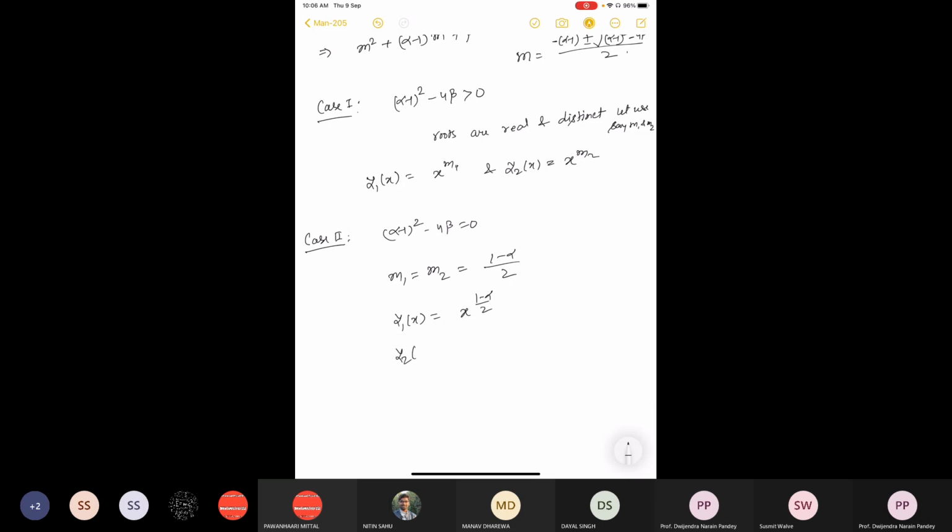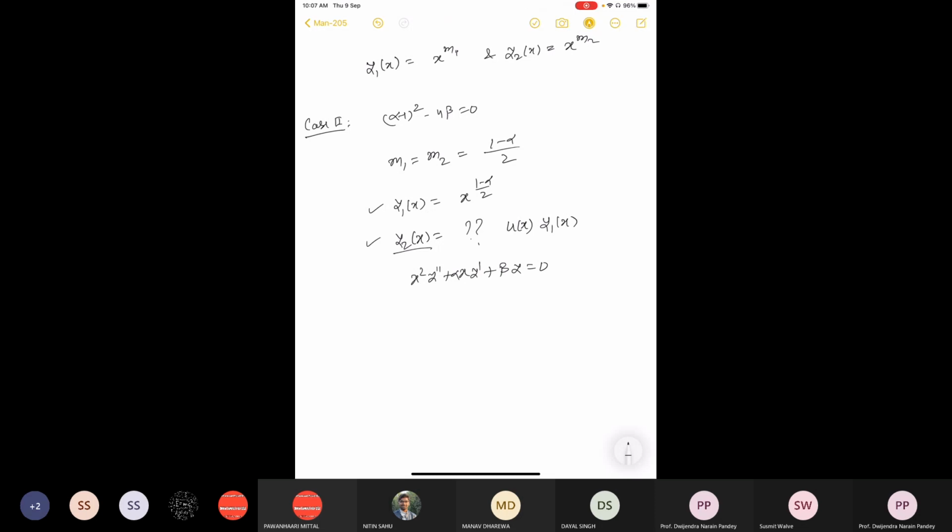And how to find y2(x)? To find y2(x), I think you already have one relation, right? Using one solution, how to find the other solution. So you simply say that it is u(x) into y1(x), and u(x) is a function which you have to find such that this y2(x) also satisfies this equation x square y double dash plus alpha x y dash plus beta y equal to 0. So assuming that y2(x) is a solution of this, find u(x). Is it okay? So in this case, you can find the other solution using this. Is there any problem?